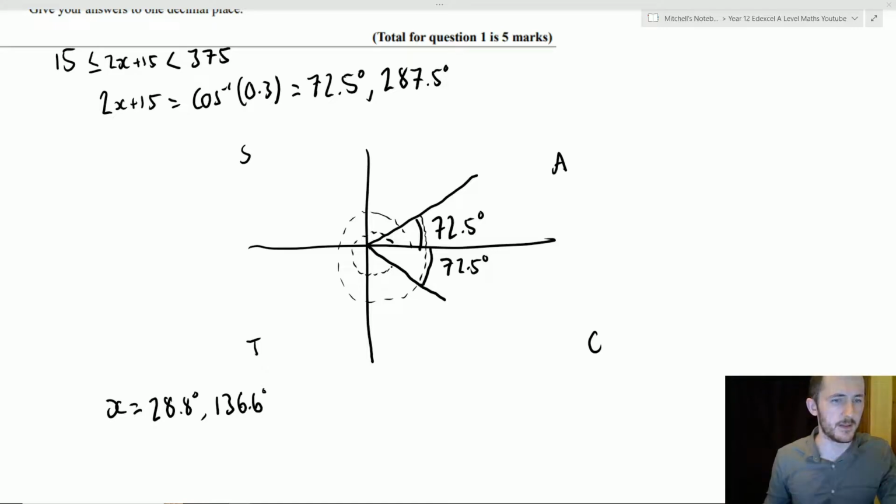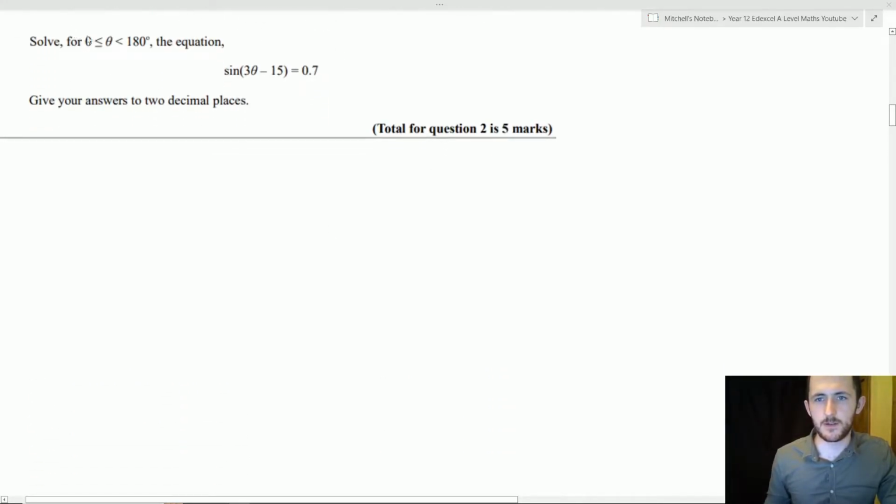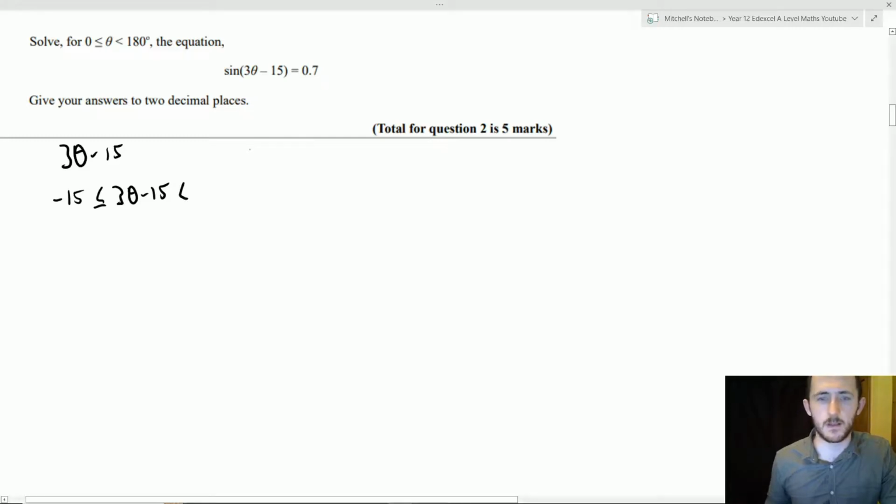I'm going to keep going. So again, solve for between 0 and 180, the equation this. So again, we have 3 theta minus 15. So on both sides of our equation, we need to times them by 3 and minus 15. 0 times 3 is 0, minus 15 is minus 15. And then 180 times by 3 is 540. Minus 15 gives us 525.